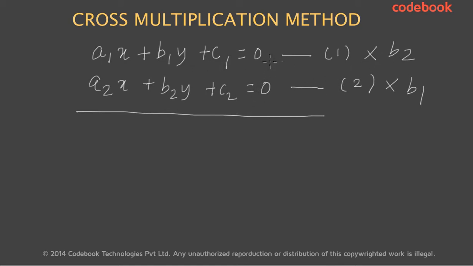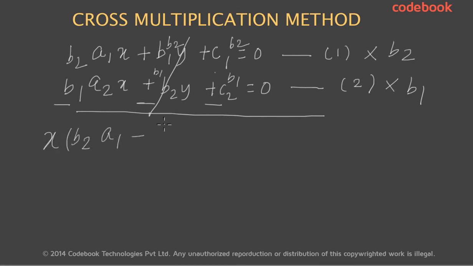So by multiplying 1 with b2, we have b2a1 x, then we have b1 b2 y, and then we have c1 b2, right? And in the second equation we have b1 a2 x, and here we have b1 b2 y, and here we have c2 b1. So if you subtract, these two terms get cancelled out, and you will have x times b2 a1 minus b1 a2, right, plus b2 c1 minus b1 c2 equal to 0.